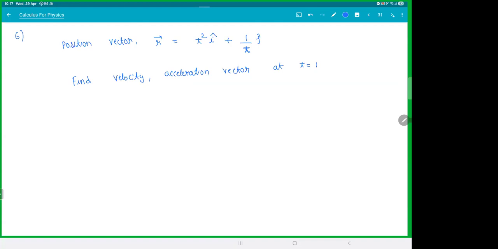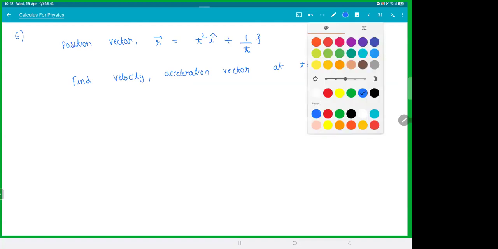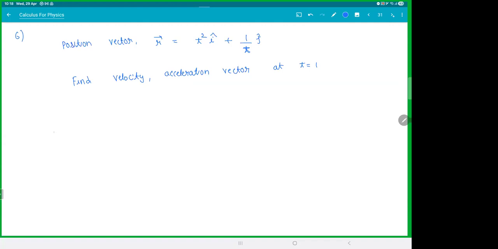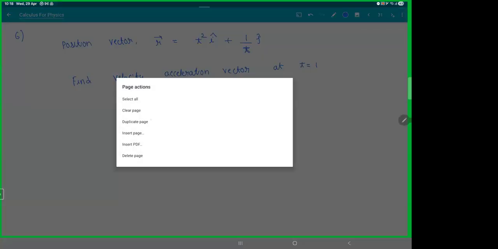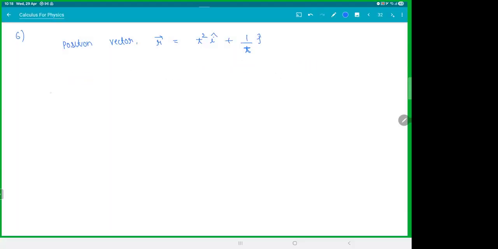Let's see. So you want the velocity vector, dr by dt. So what to do? Differentiate each coefficient separately. So the t square coefficient gives 2t i cap.